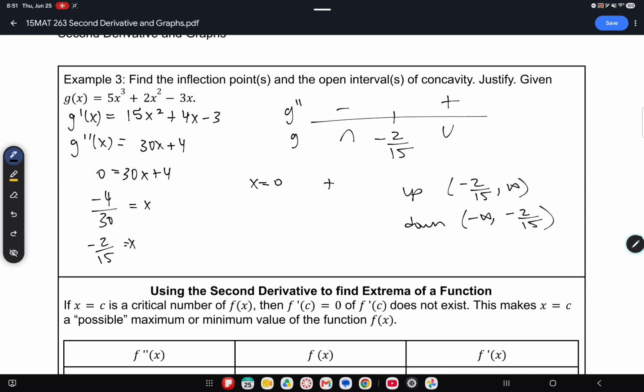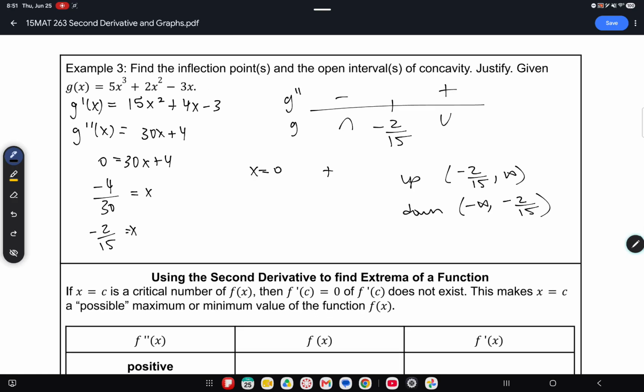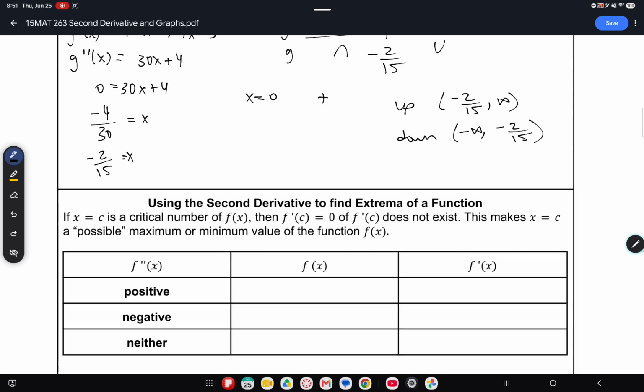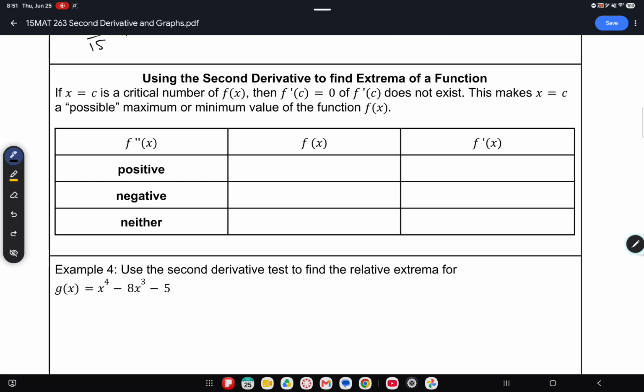We also can use the second derivative to find extrema of the function. Okay, so if x equals c is a critical number of the function, then that means the first derivative is 0 or the first derivative doesn't exist. So that makes that critical number a possible maximum or minimum. I'm going to fill out this chart here.